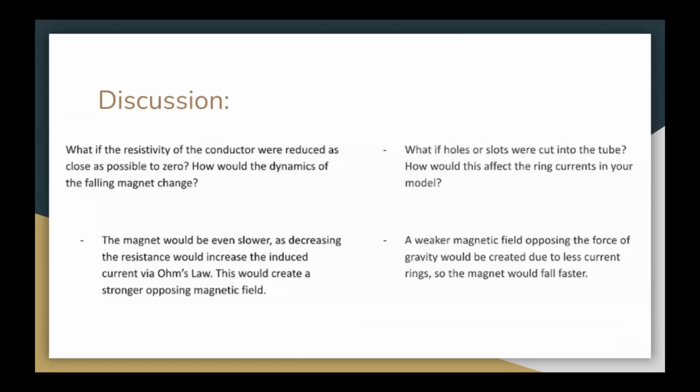magnetic field. And then what if holes or slots were cut in the tube? How would this affect the ring's current in your model? So it would make a weaker magnetic field opposing the force of gravity, due to less current rings, so the magnet would fall faster, essentially.